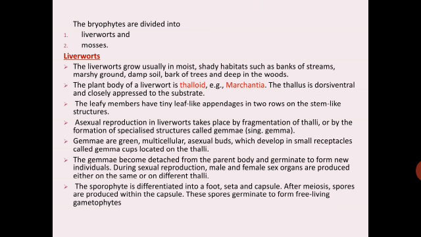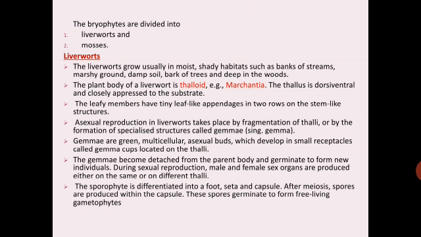During sexual reproduction, male and female sex organs are produced either on the same or different thalli. The sporophyte is differentiated into foot, seta and capsule. After meiosis, spores are produced within the capsule. These spores germinate to form free-living gametophytes. So in this way the cycle is repeated. So this was the information about the liverworts.